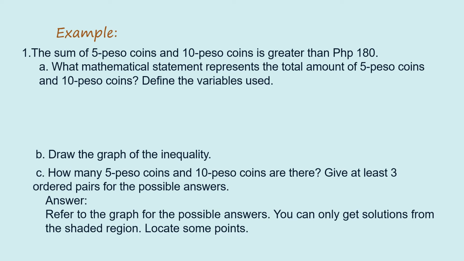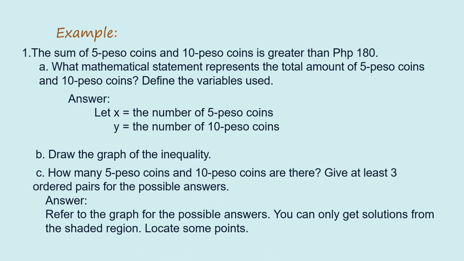To represent a mathematical statement for the given problem, we will let x be the number of 5 peso coins, and y will represent the number of 10 peso coins. Now, our linear inequality will be 5 times x, or 5x, plus 10 times y, or 10y, is greater than 180, since we found the words "is greater than" in the given problem.